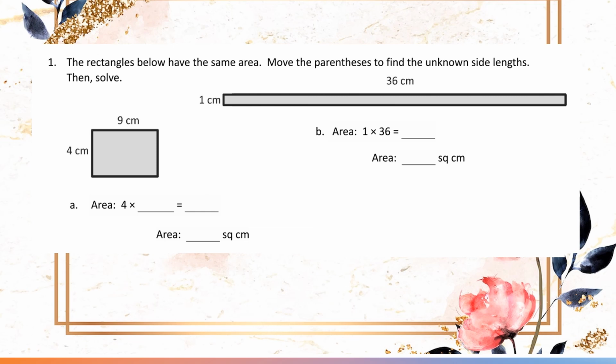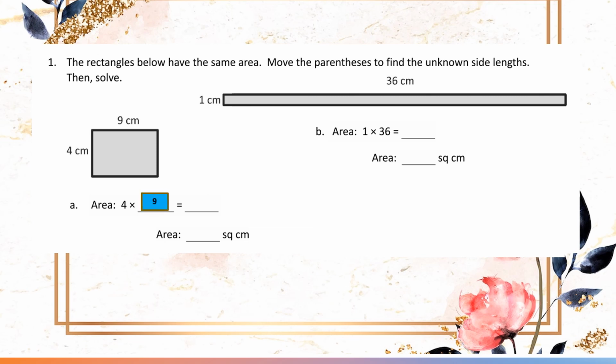The instructions for number 1 say that the rectangles below have the same area. Move the parentheses to find the unknown side lengths. Then solve. So we're going to start with letter A. The side lengths of this rectangle have already been given to us. The length is 4 centimeters and the width is 9 centimeters. If we look at the equation for area, the 4 is already listed, so the only number we need to put in the blank is the 9.